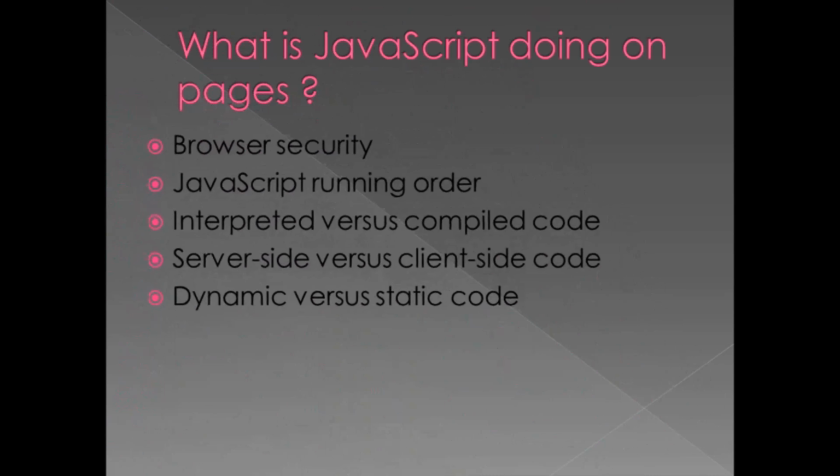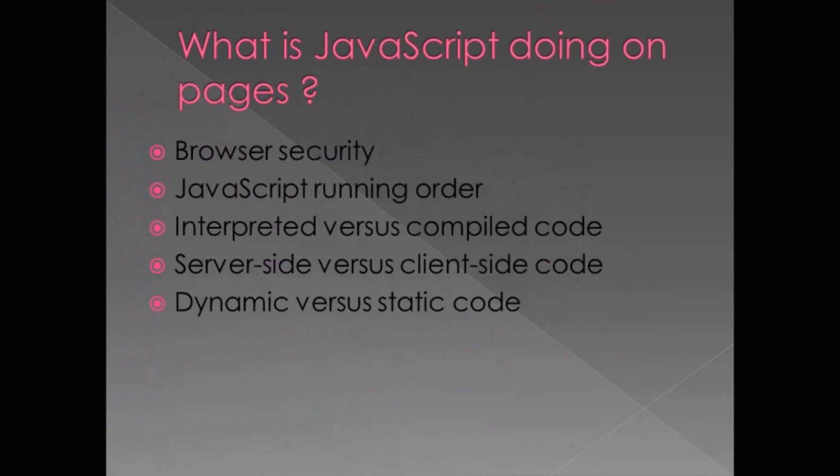Now, what is JavaScript doing on the pages? The first thing is browser security. Whenever you open a site it opens in the front tab, and if you open the same site in another tab, it is independent. In one tab you're working on something, in the second tab you're working on something else, and they are not related to each other. It does not affect what is already running in the first tab. That's what we call browser security.